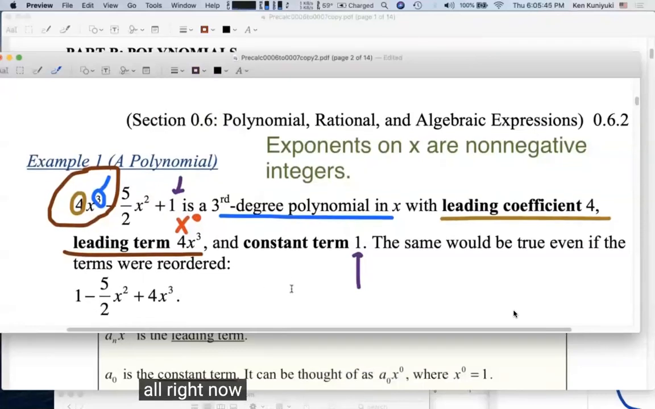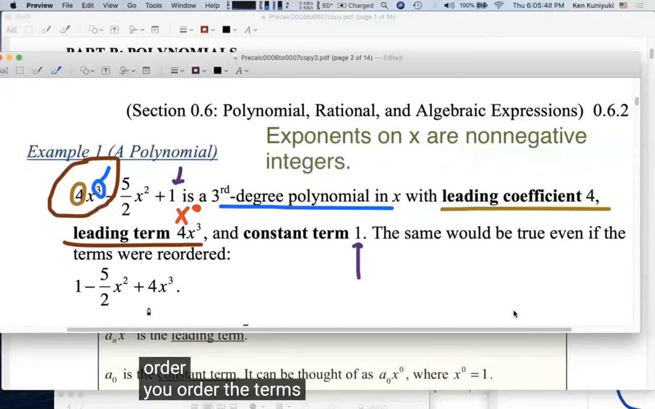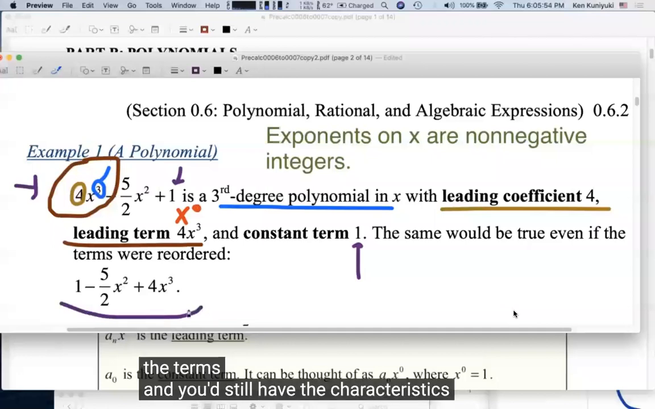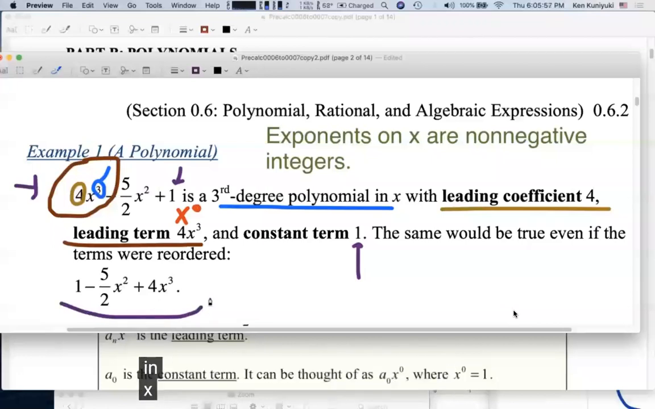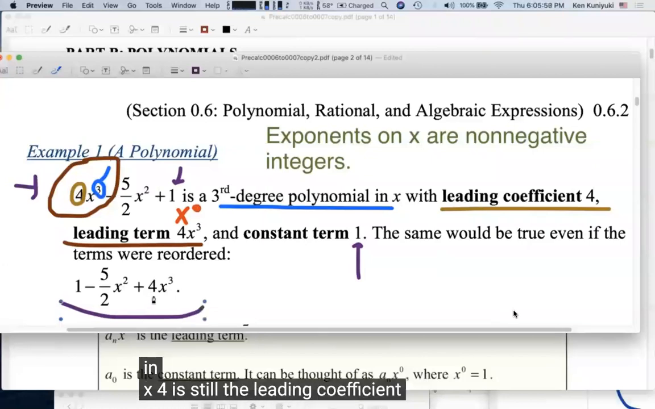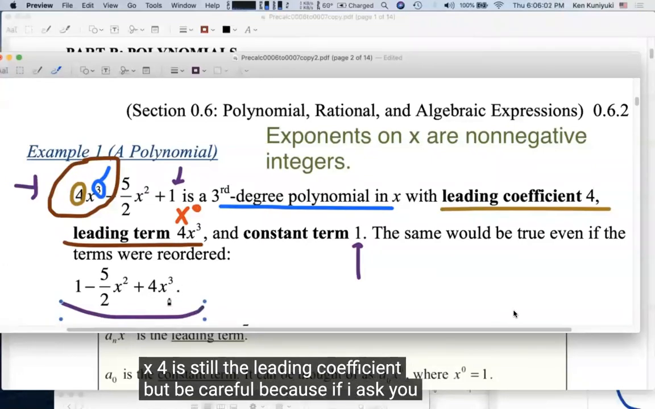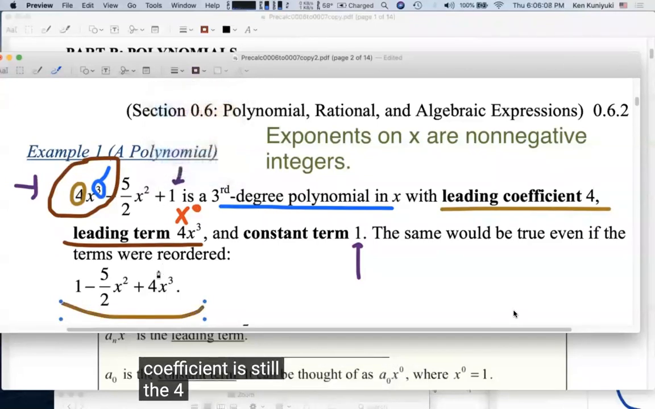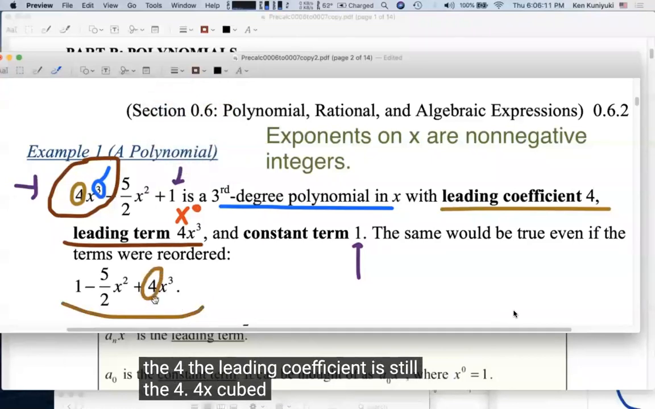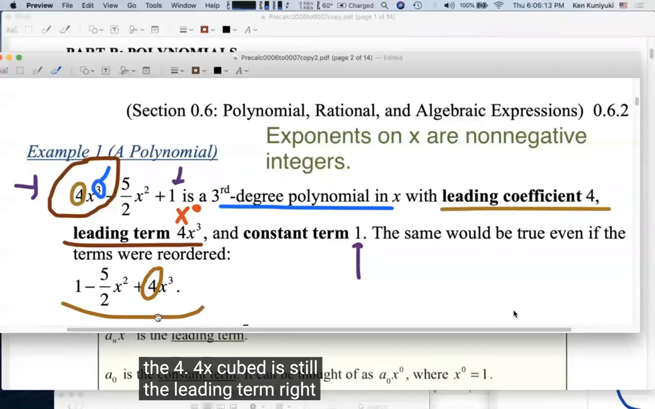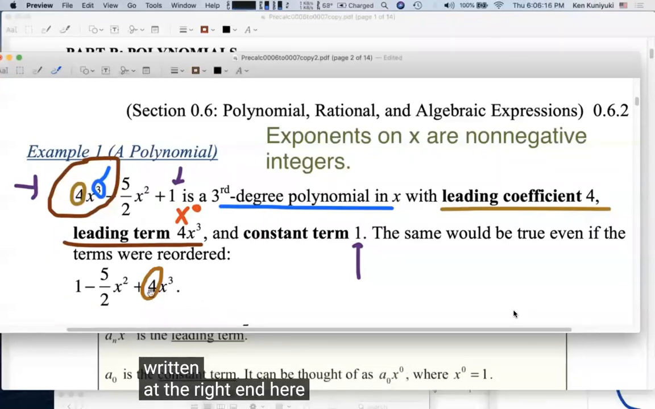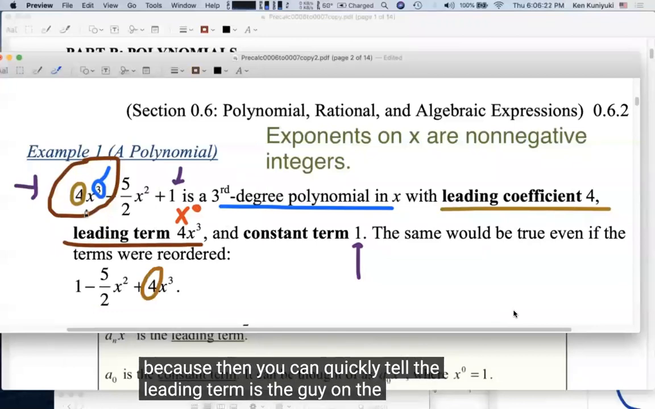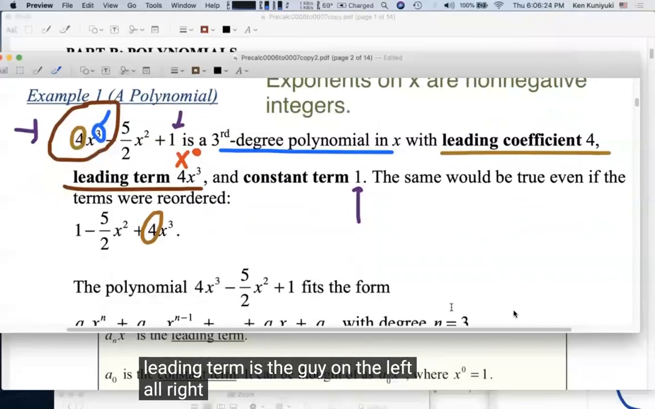All right. Now, it doesn't matter what order you write the terms in. This is ascending powers form up here. But you can reorder the terms, and you'd still have the characteristics that it would be a third degree polynomial in x. 4 is still the leading coefficient. But be careful, because if I ask you, what's the leading coefficient on this polynomial? The leading coefficient is still the 4. 4x cubed is still the leading term, right? Even though it's written at the right end here. That's why descending powers is often more convenient, because then you can quickly tell the leading term is the guy on the left.